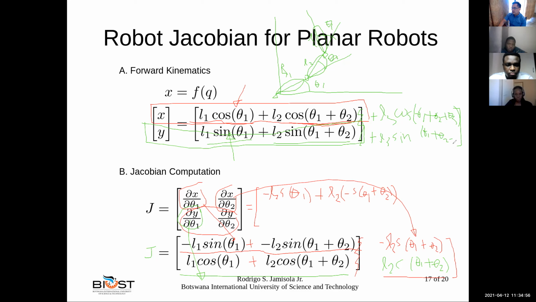Then how do you compute the Jacobian now? Well, you will have a third term, right? Partial of x with respect to theta 1. What is your x? This part here. So what will happen? Tell me. What will happen? Let's delete this part.